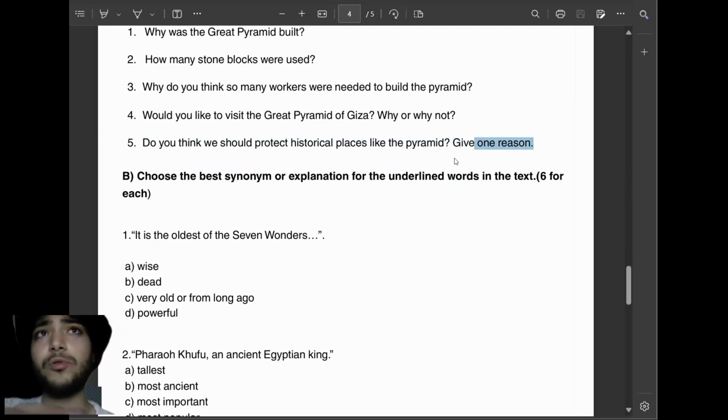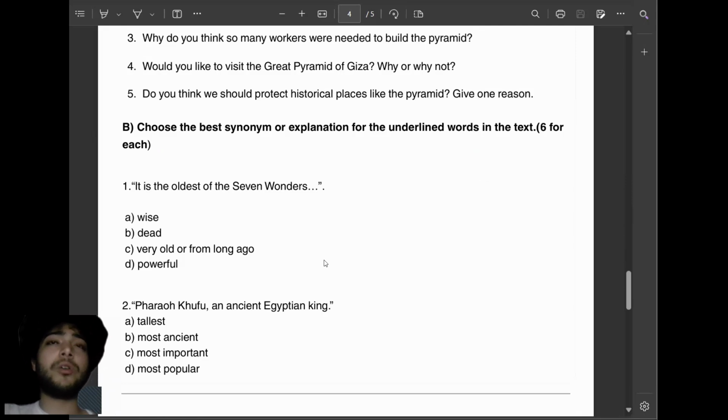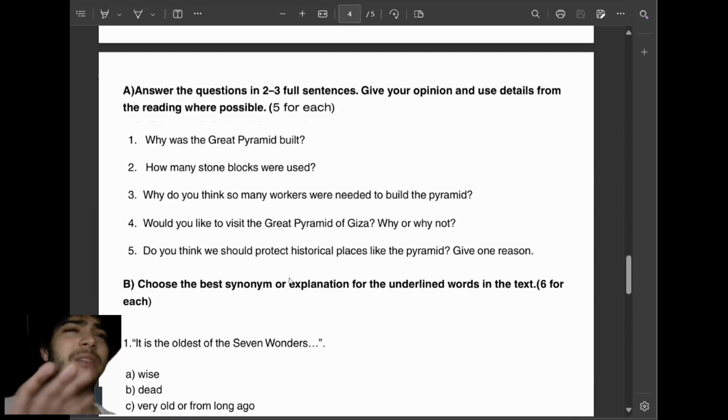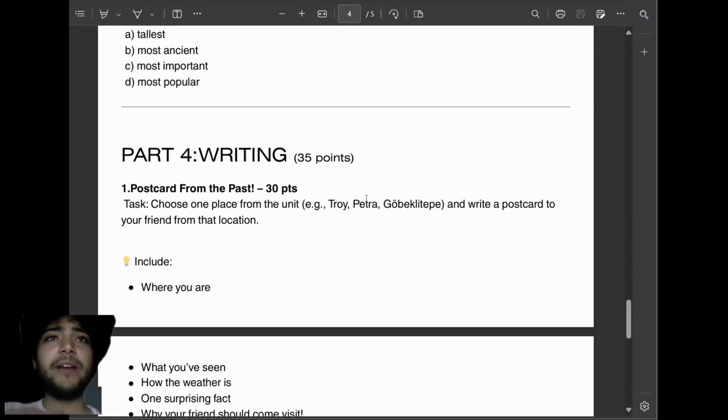They gave too much reason for this one, and they really thought about it, and they wrote something about this one. I asked for synonyms of some words to test their vocabulary knowledge again. They managed it because it was not that hard. It was a decent reading text. And on the writing part, I said, choose one place from the units, like Troy, Petra, Göbekli Tepe. There were lots of places in the units. Write a postcard to your friend from that location.